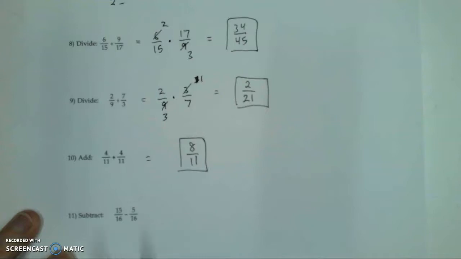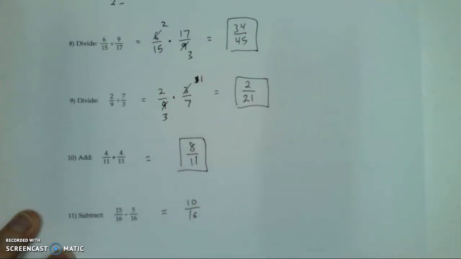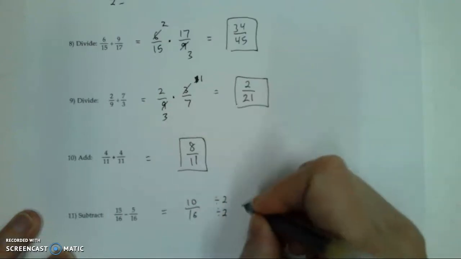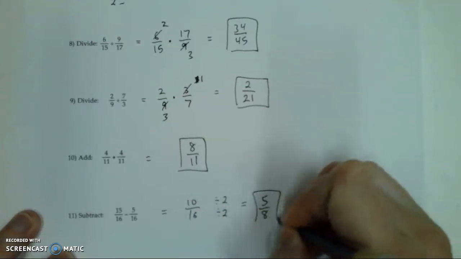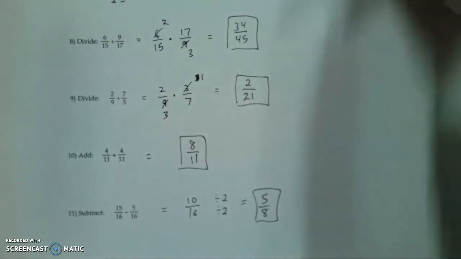My next one I'm subtracting. Again, the denominators are the same. 15 minus 5 is 10. Now this time I can reduce. I can divide both the top and the bottom by 2, and I will get 5 over 8. Again, please be careful with reducing. If this was a multiple choice question on a test, one of the options might be 10 over 16, which is not the best answer. So again, please make sure that you are in lowest terms. So that is adding and subtracting when the denominators are the same.